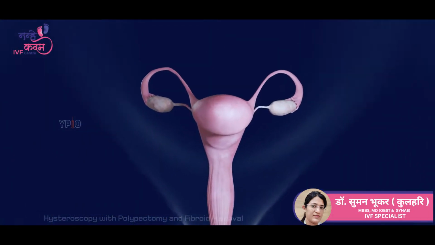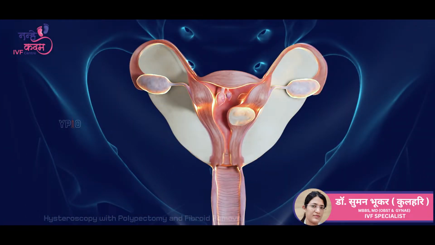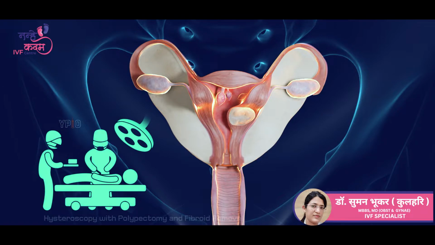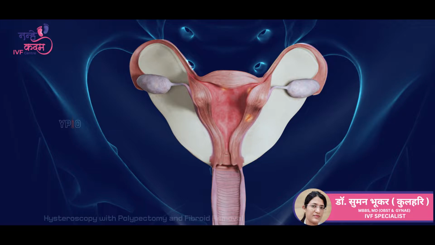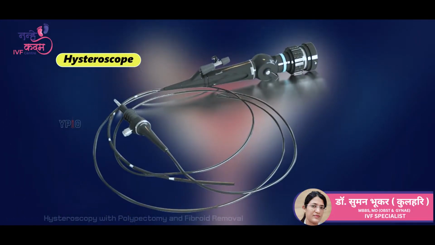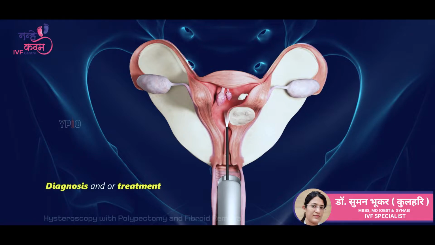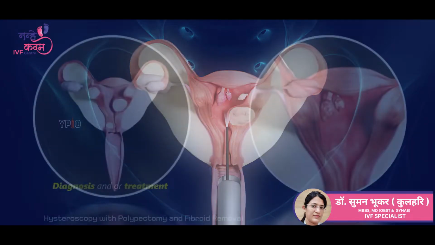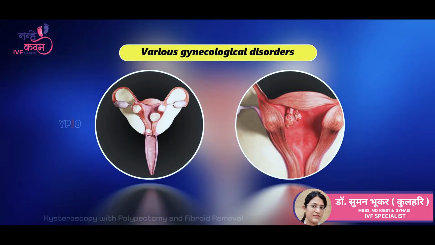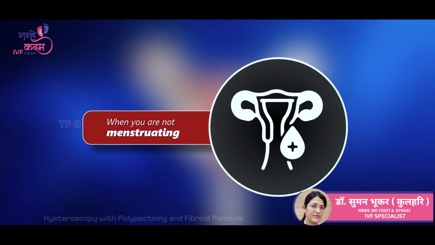Hysteroscopy with polypectomy and fibroid removal is a surgical procedure that involves removal of both uterine polyps and fibroids. It is performed with the help of a thin, flexible tube with a light source called a hysteroscope, which is inserted into the uterus through the vagina. This procedure is used for the diagnosis and/or treatment of various gynecological disorders. It can be done at any time when you are not menstruating.